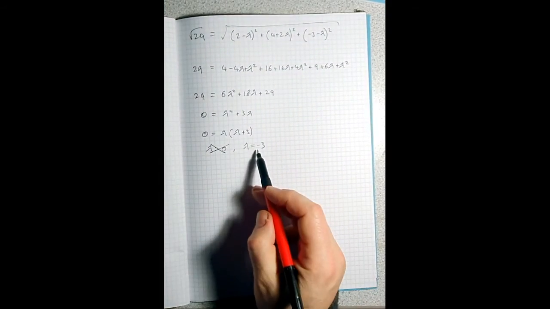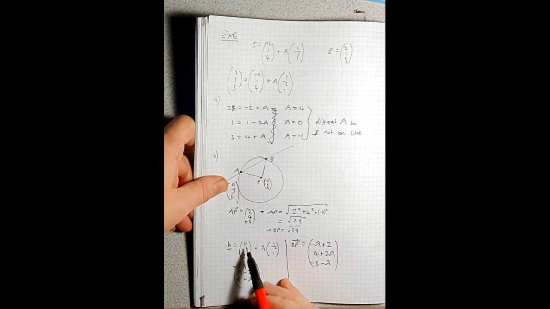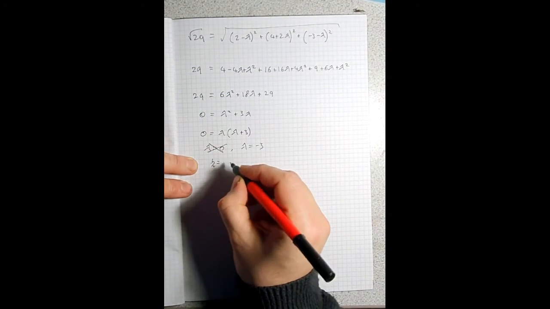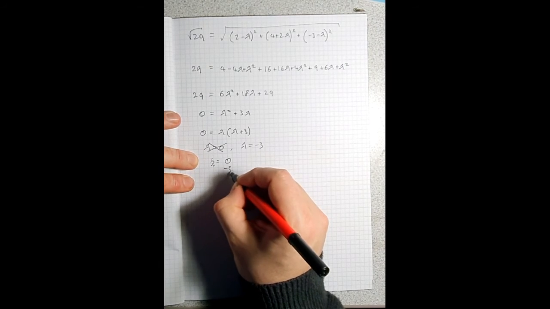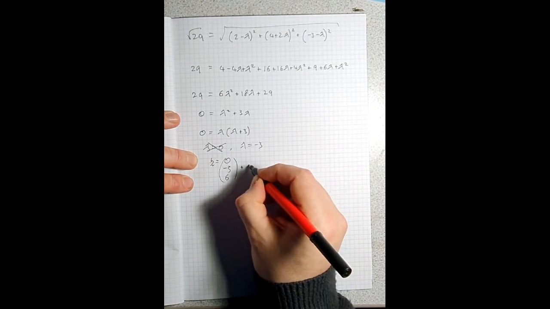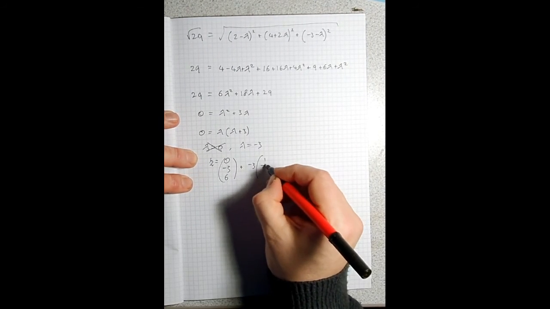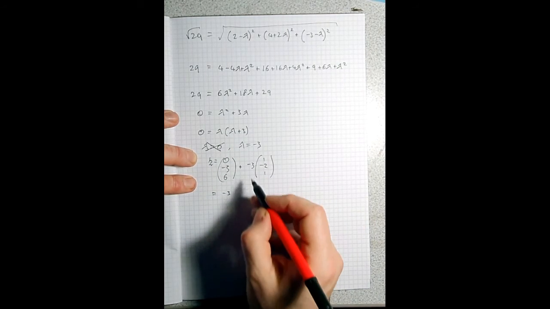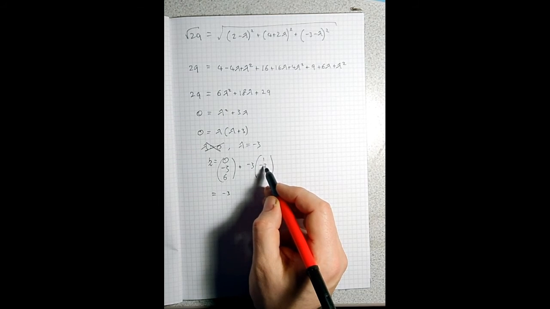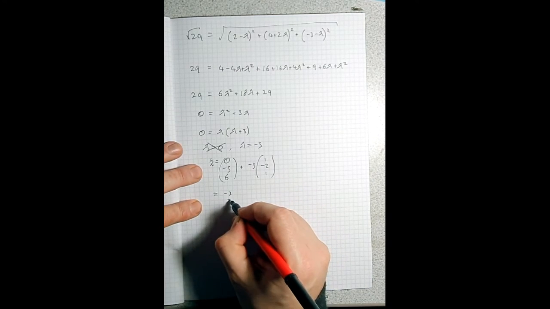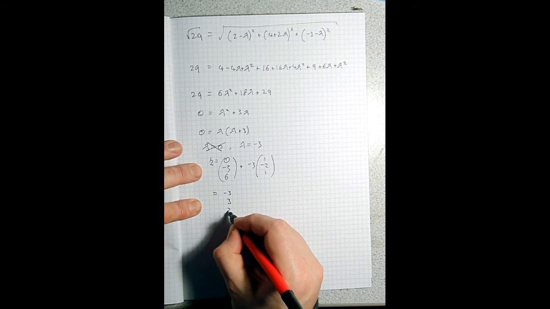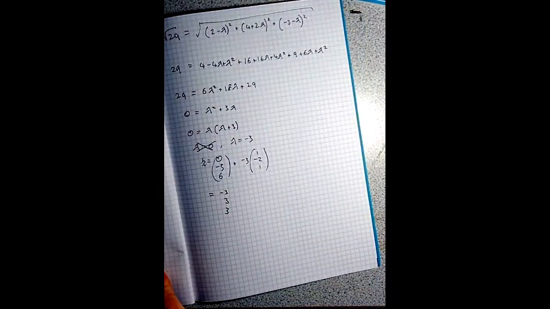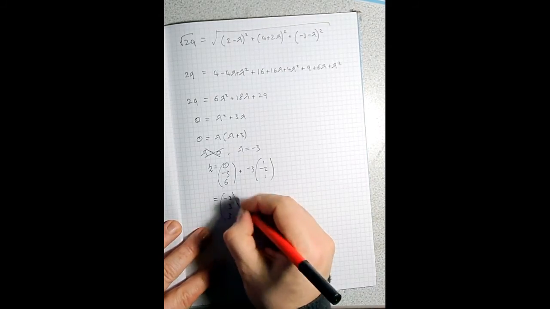And if lambda equals minus 3, let's sub it into the expression I got for position B. B is 0, minus 3, 6, plus minus 3 times 1, minus 2, 1, which is 0 minus 3, that's minus 3. Minus 3 plus 6, that's 3. And 6 minus 3 is 3. Let me just check that that's what they got in the book. It is what they got in the book, so we are done.